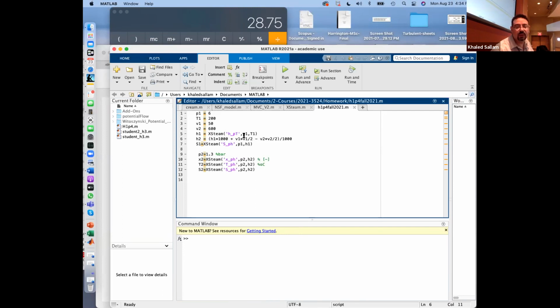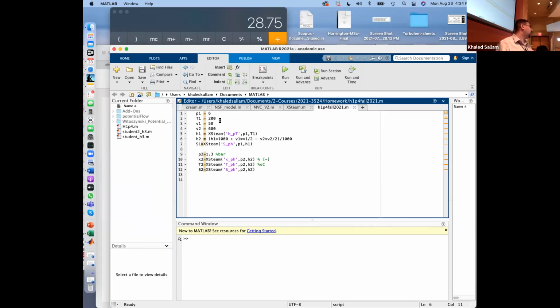And what value do I use? P1 and T1. What's P1? 6 bar. And what's T1? 200 degrees C. Are bar and degrees C what we should use in our calculation? No, we should use Kelvin and Pascal. Why are we using bar and degrees C?